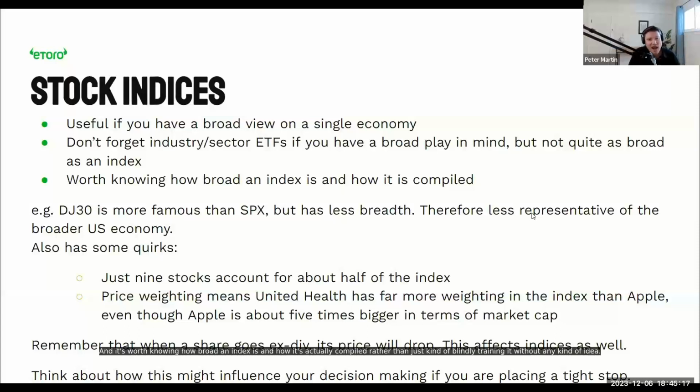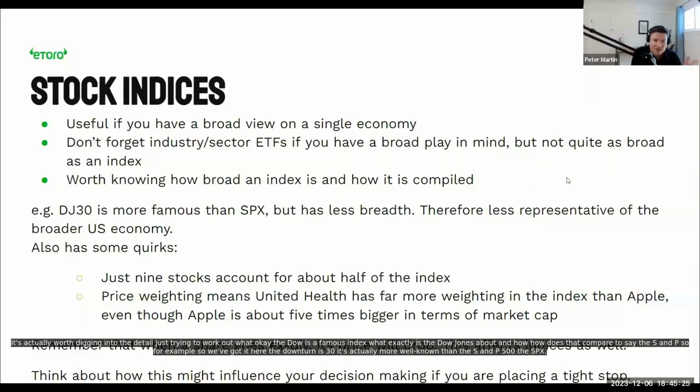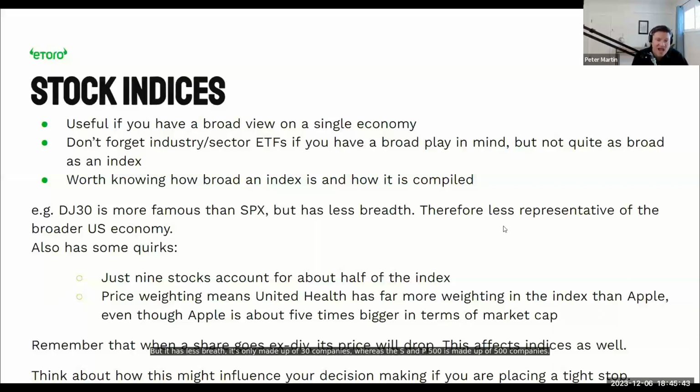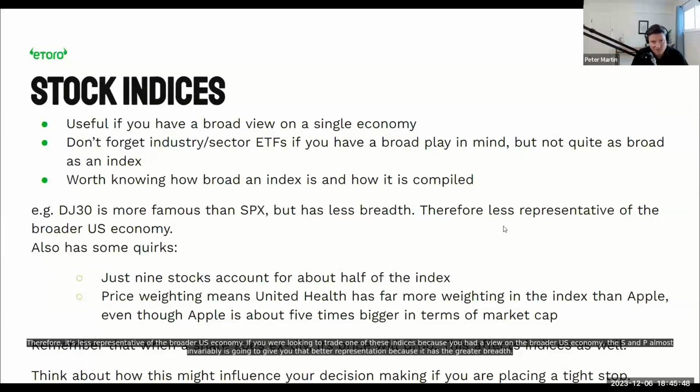And it's worth knowing how broad an index is and how it's actually compiled, rather than just blindly trading it without any idea. It's worth digging into the detail. The Dow is a famous index. What exactly is the Dow Jones about? And how does that compare to, say, the S&P? So, for example, so we've got it here. The Dow Jones 30 is actually more well-known than the S&P 500, the SPX, but it has less breadth. It's only made up of 30 companies, whereas the S&P 500 is made up of 500 companies. Therefore, it's less representative of the broader US economy.